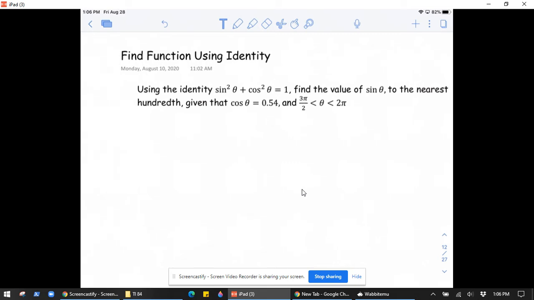In this video, we're going to use the Pythagorean identity, sine squared plus cosine squared equals 1, to find the value of sine of theta to the nearest hundredth, given we know what cosine of theta is. Just a reminder where this identity comes from.